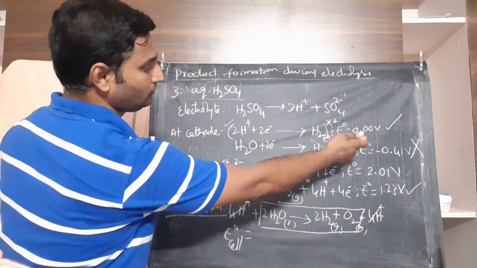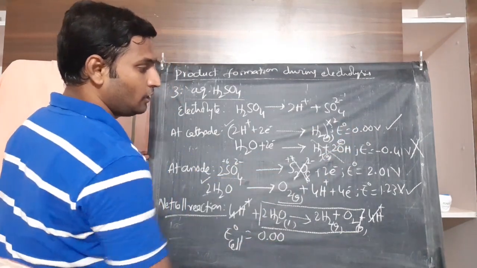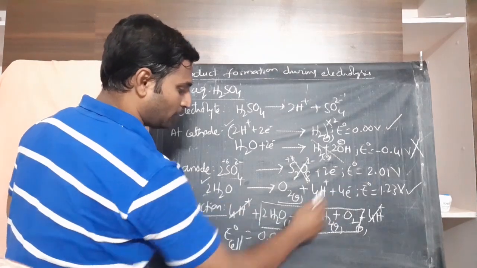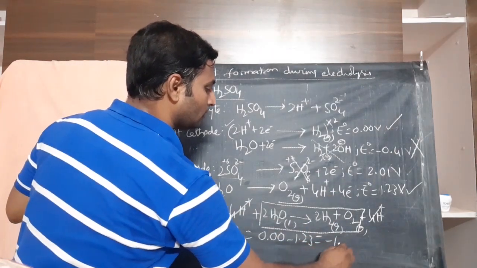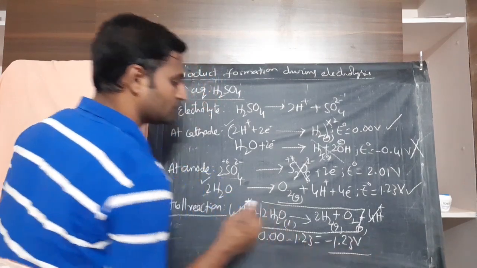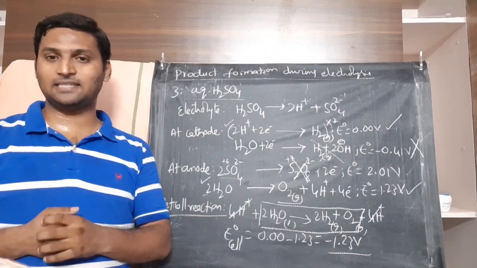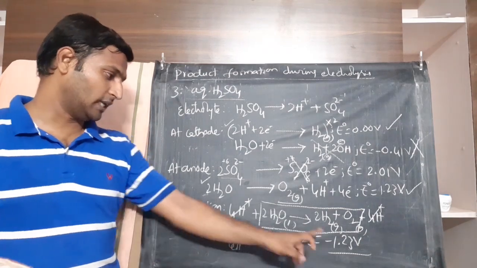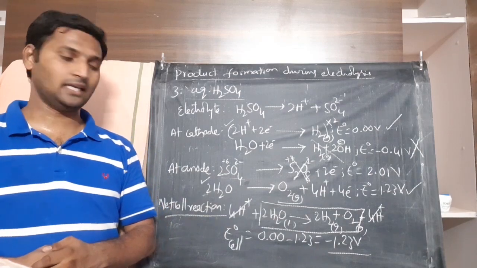Now, net E naught cell let us calculate. See, for cathodic reaction, the voltage is 0. For the anodic reaction, voltage is 1.23. So, E naught cathode minus E naught anode, so, 1.23 volts. So, for the electrolysis of aqueous sulfuric acid, or indirectly I can say acidulated water, the voltage required is 1.23 volts. Is that clear?